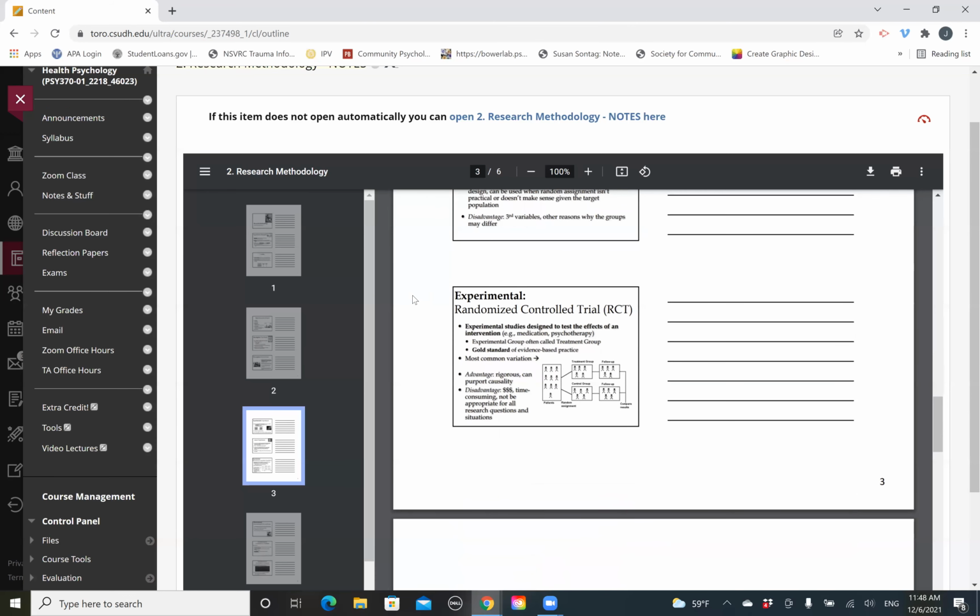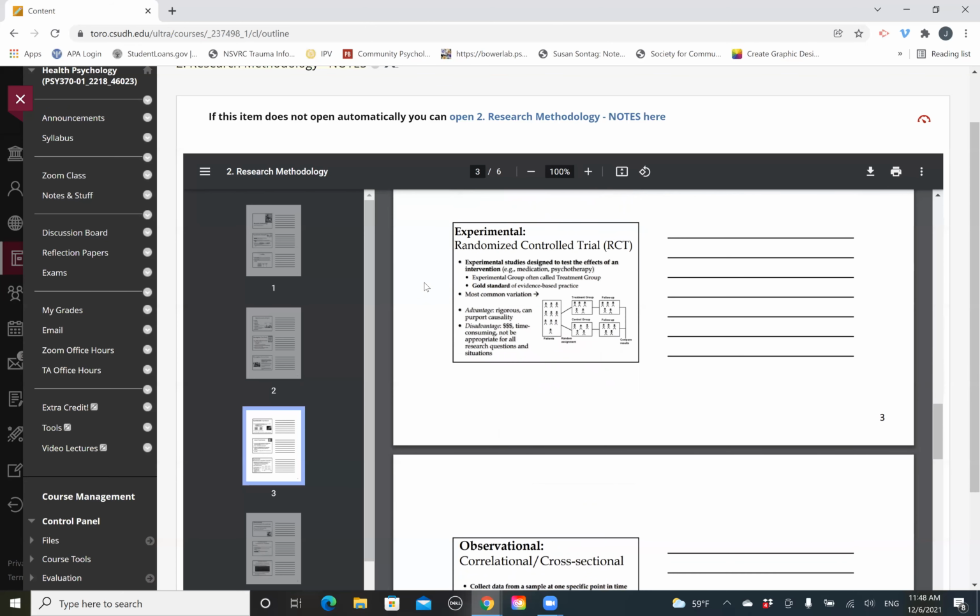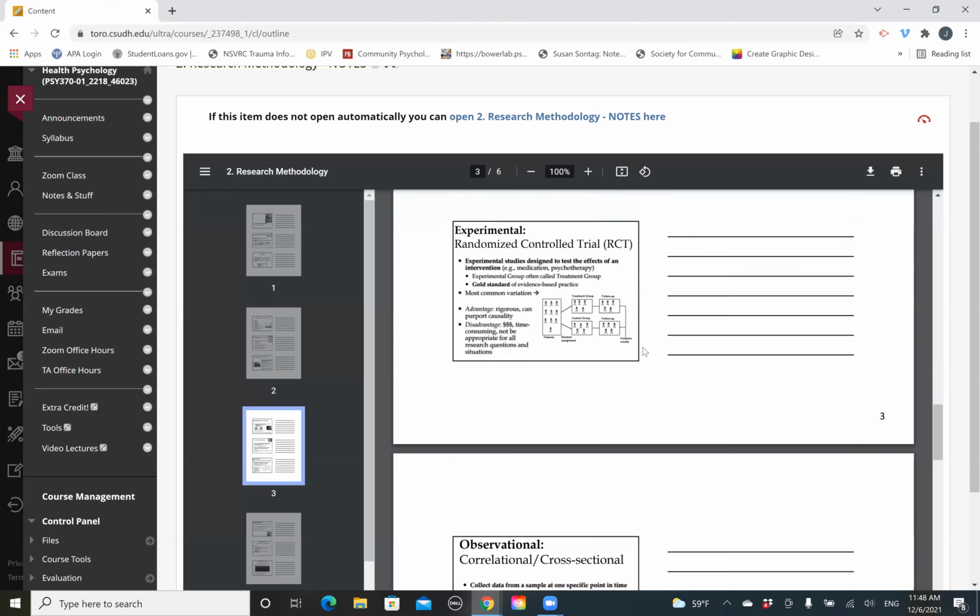Right, so then we have the randomized controlled trial. Experimental studies designed to test the effects of an intervention, so medication, psychotherapy, right? Experimental group, also often called the treatment group. This is the gold standard of evidence-based practice. Most common variation, you can look through it. So again, this is rigorous, can report on causality. Again, expensive, time consuming, not appropriate for all research questions and situations.